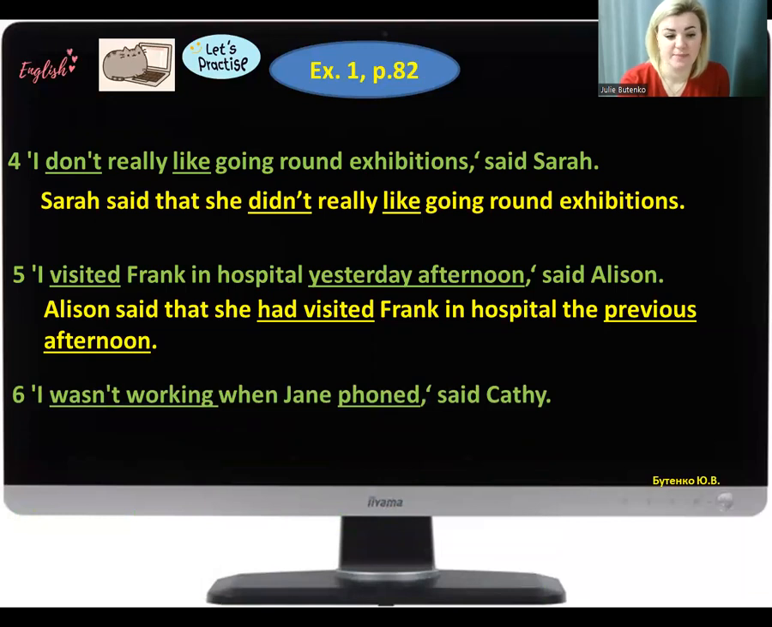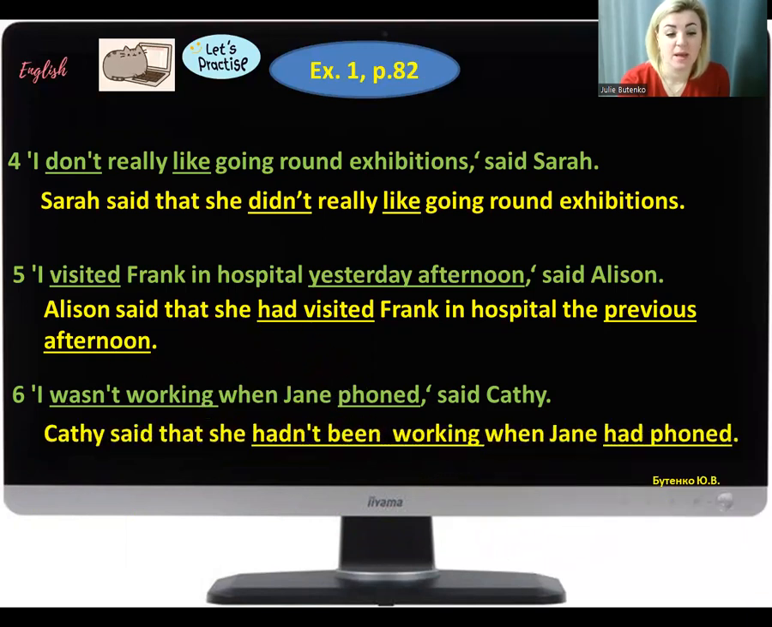Number 6. I wasn't working when Jane phoned, said Cassie. Cassie said that she not wasn't working, past continuous into past perfect continuous, had been working, not phoned, but had phoned.